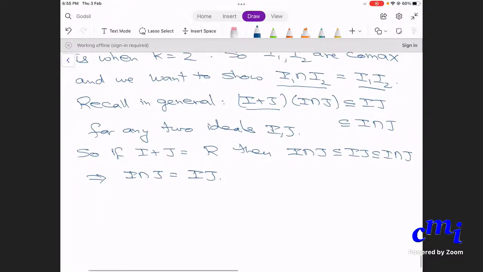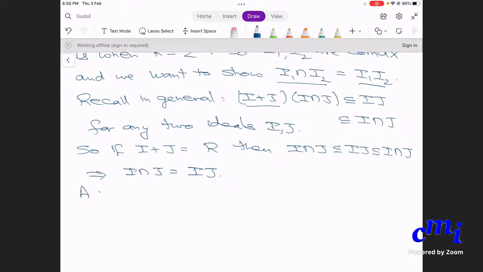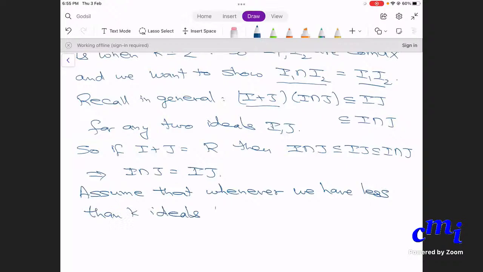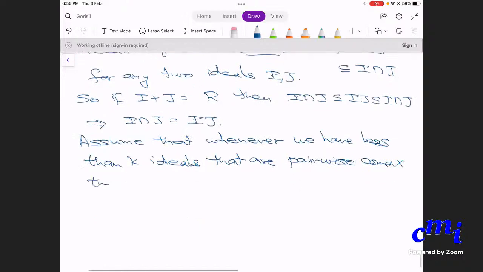So now proceed. Now assume that whenever we have less than k ideals that are pairwise co-maximal, then their product and intersection are the same.